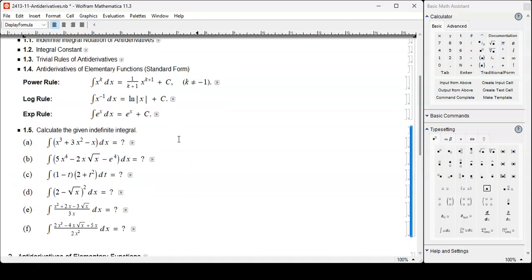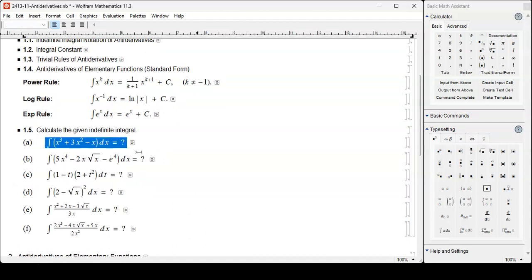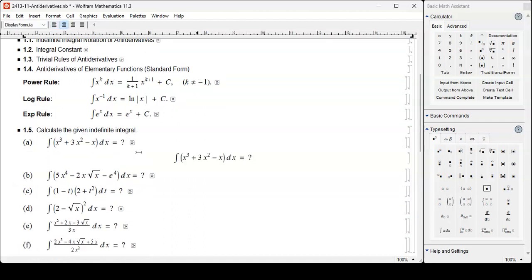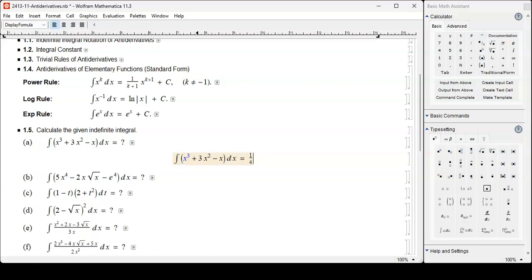First problem. Let's calculate the antiderivative of this. So we want the antiderivative of x to the 3rd power. How do I do that? 1/4 x to the 4th power. Did I do this right? Add 1 to the power, so 4, and then divide. We use this first rule.